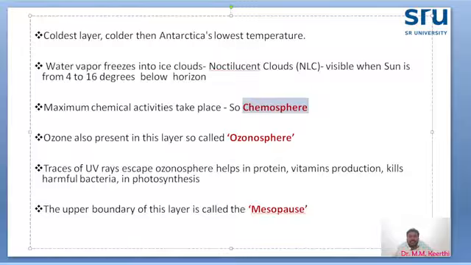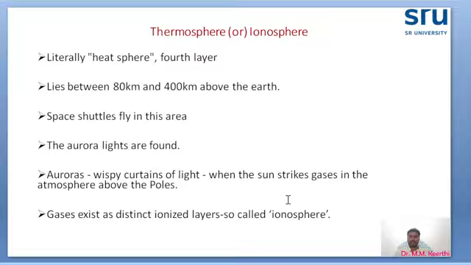Traces of UV rays escape through the ozonosphere, which helps in protection and vitamin production, kills harmful bacteria, and is helpful for photosynthesis. The upper boundary of this layer is called the mesopause.